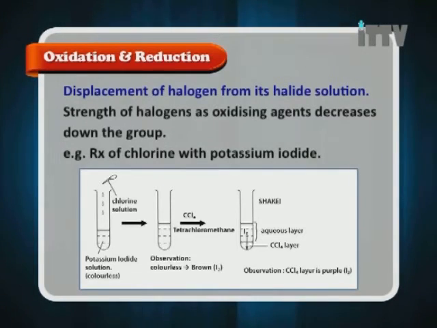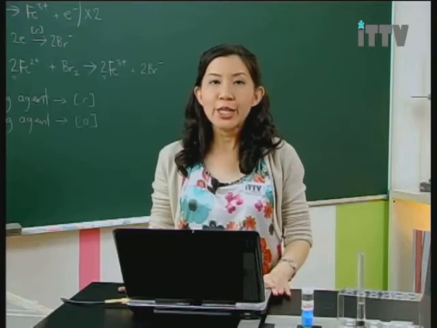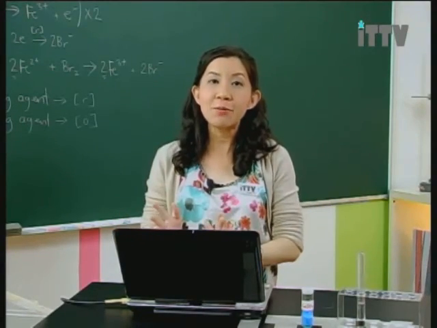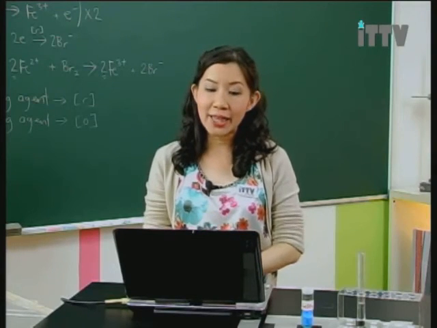After the test tube is shaken, the observation would be that the colorless solution turns to brown, indicative of the presence of iodine. If the organic solvent tetrachloromethane is added into the test tube and shaken, the observation would be the tetrachloromethane layer becomes purple, further verifying the presence of iodine in the test tube. So we're trying to show you that even within halogens in the group 17 series, they can displace each other.